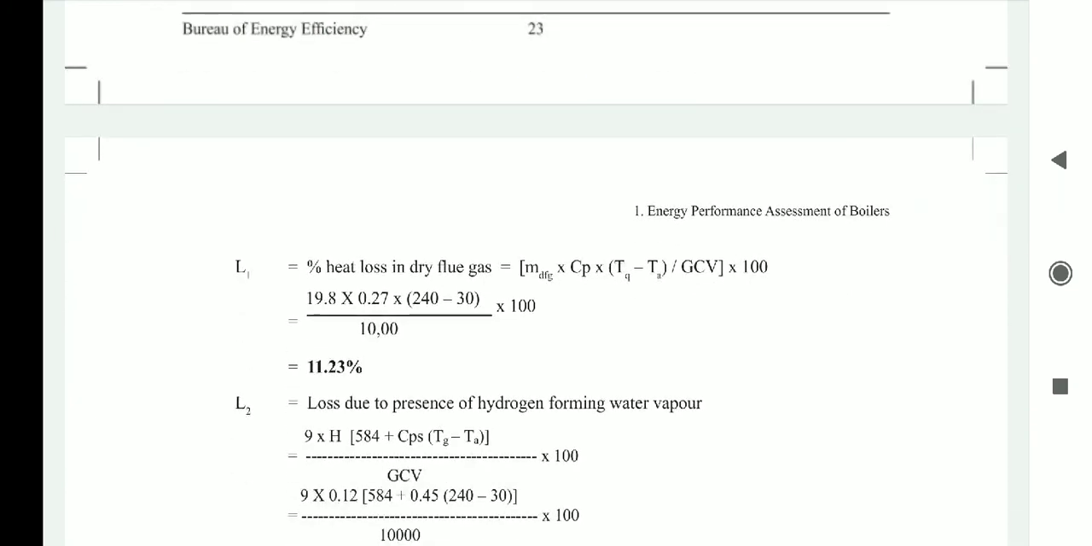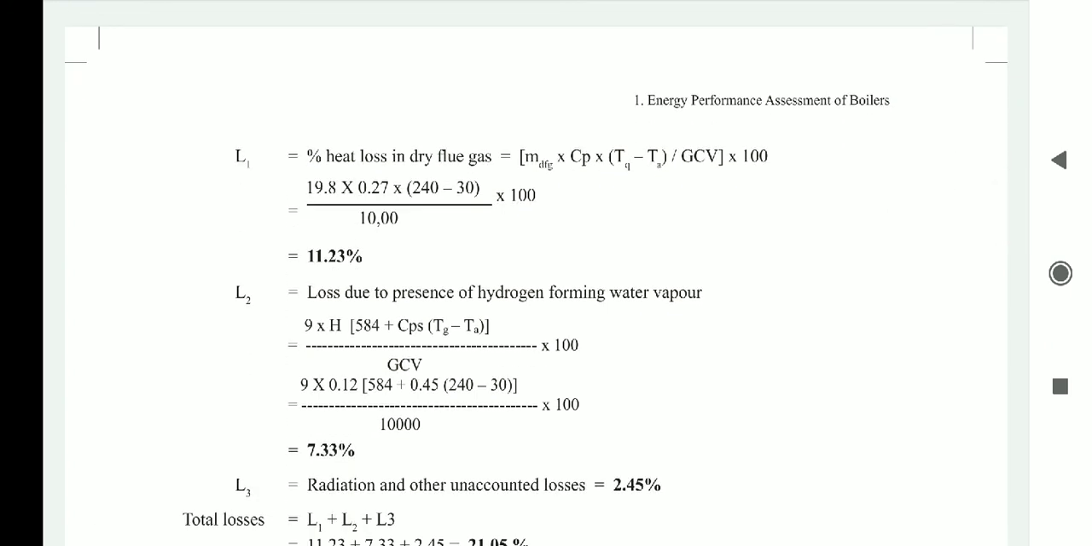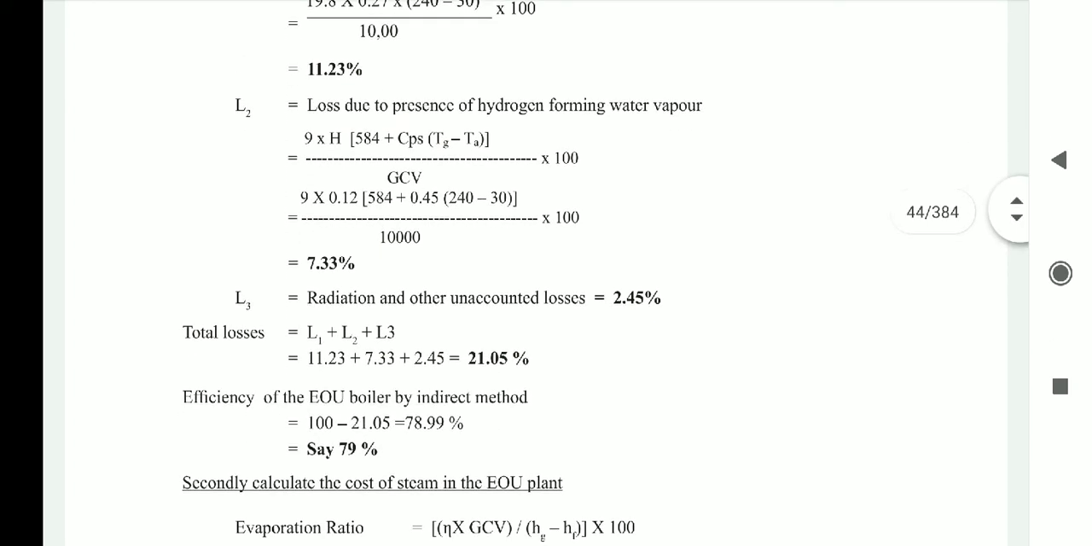First, heat loss due to dry flue gases is equal to m Cp delta T divided by gross calorific value of fuel. We get 11.23%. L2, loss due to presence of hydrogen in fuel, we have one formula. With the help of this formula, we get 7.33%. And L3, radiation and other unaccounted losses, we get 2.45%.